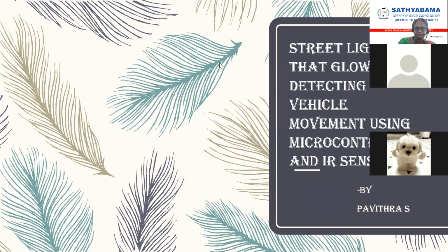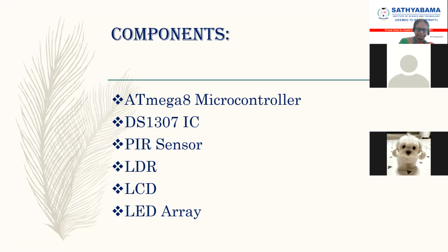Next slide, ma'am. Components: ATmega8 microcontroller, an AVR microcontroller. DS1307 IC, it is an RTC, which means a real-time clock. PIR sensor, it is a sensor, LDR, LCD, and LED. Mainly, in this topic, the LED is a main part. Next slide, ma'am.